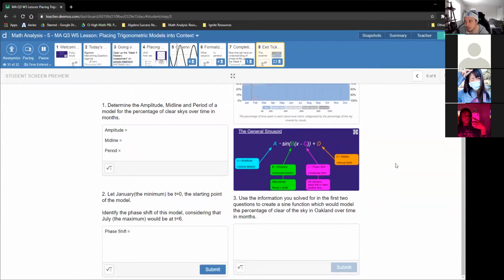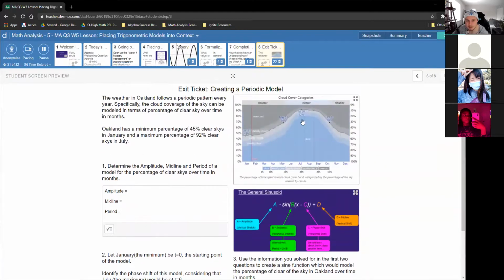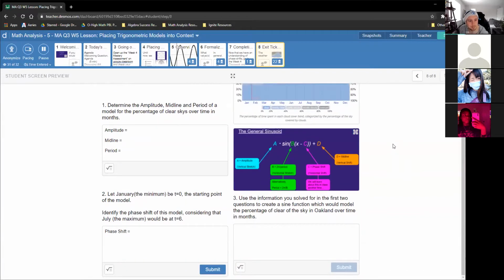You might want to draw a picture. If this picture is not enough, you might end up wanting to draw a picture to think about it. And then I've given us the general sinusoid again here, y'all, so that way you can put all this information together to create the equation which models it.